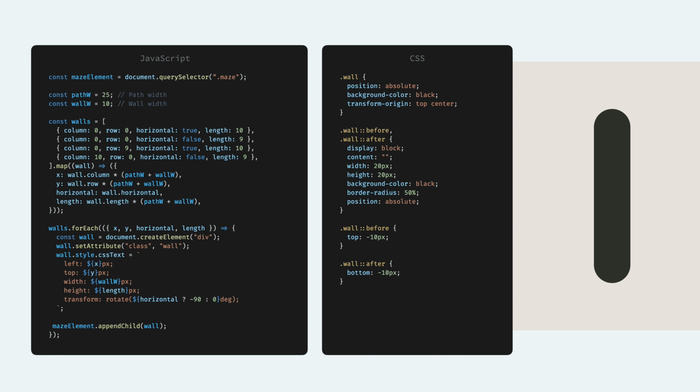Then in case it's a horizontal wall, I rotate it with CSS transform. Of course, you can do this the other way as well and set a width and height according to the wall direction, but I implemented it this way.